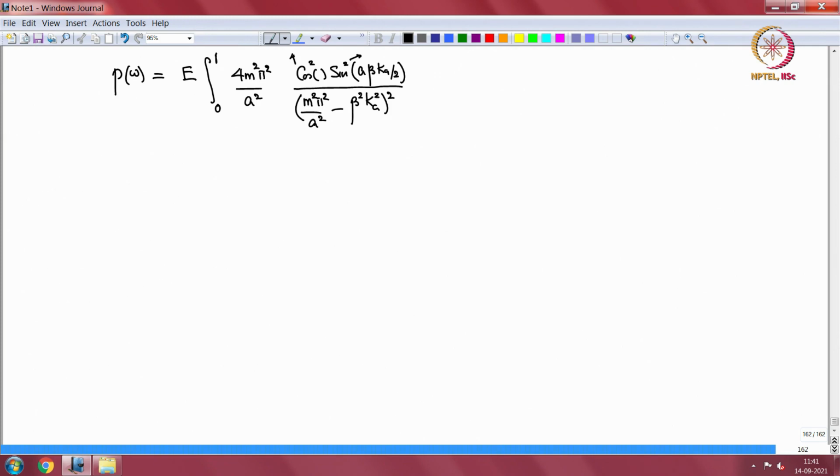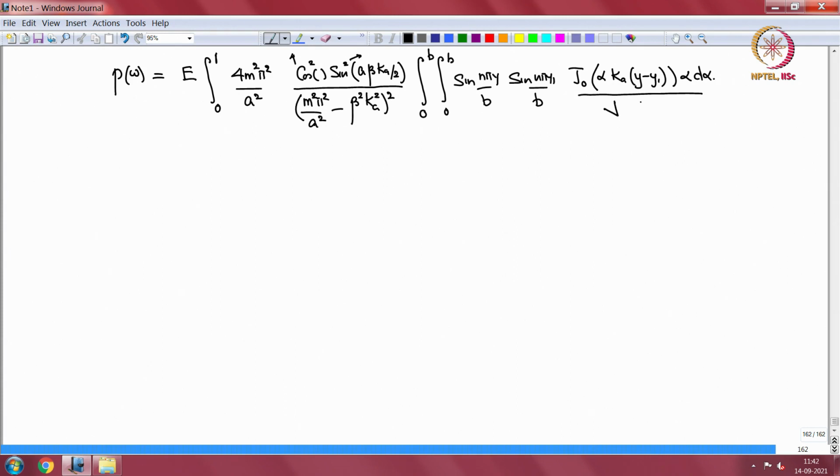Further, integral now, only the b integrals remain, right? Sin(nπy/b) sin(nπy1/b) J0(αk_a(y − y1)) α dα by square root of 1 minus α squared, dy dy1.